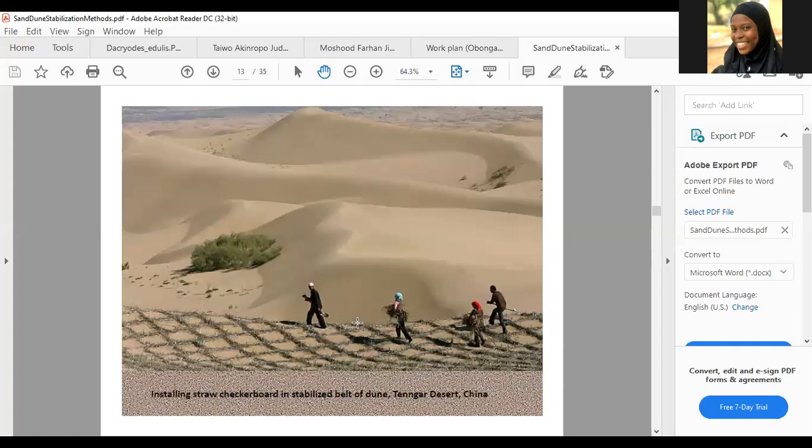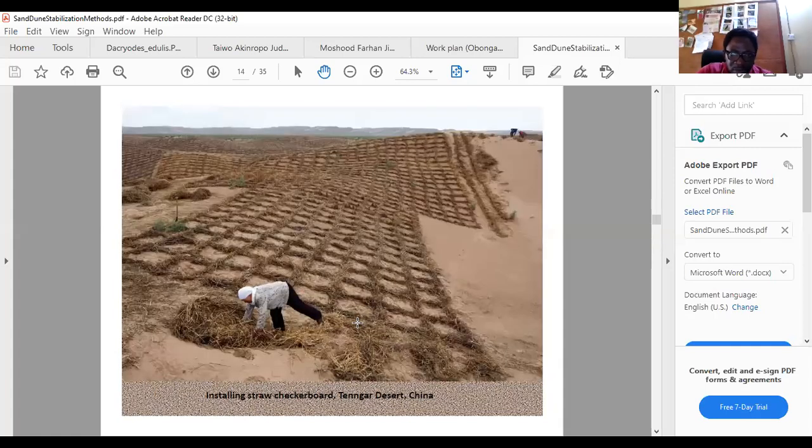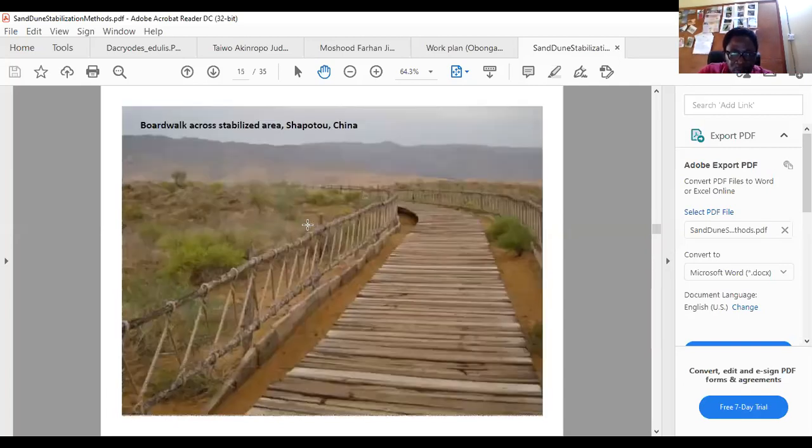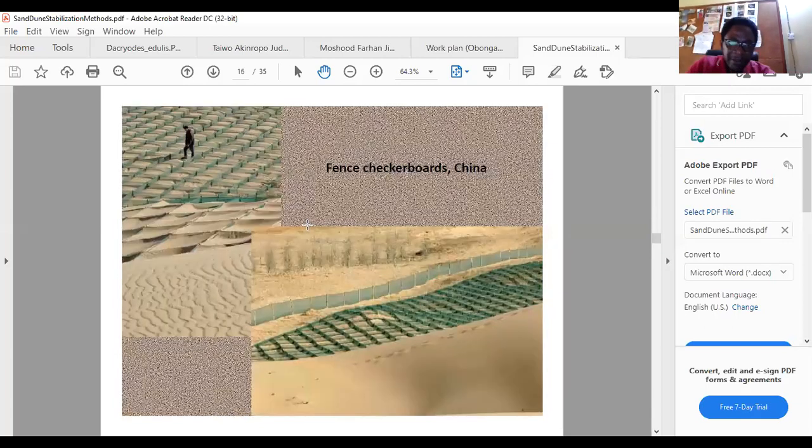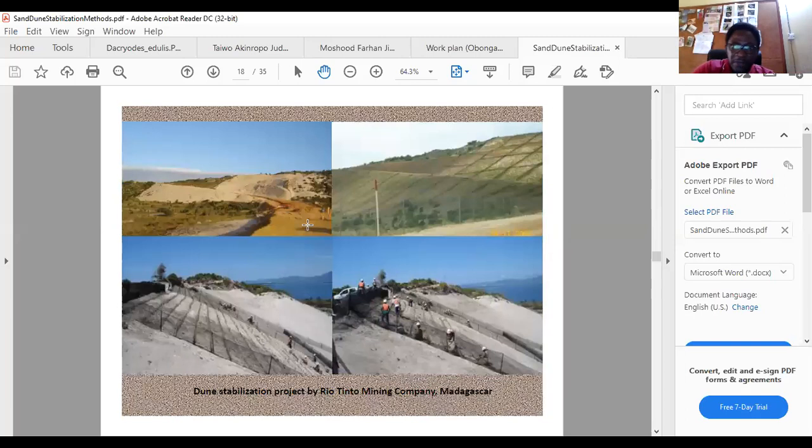So these are different techniques, straw that have been used to make checkered boards. And you know what this will do? This will hold the sand and prevent sand movement. Boardwalk across stabilized areas. So they are planted here, fence, checkered boards, and all that. You can look at the pictures in the material data. You can download the materials from the page.